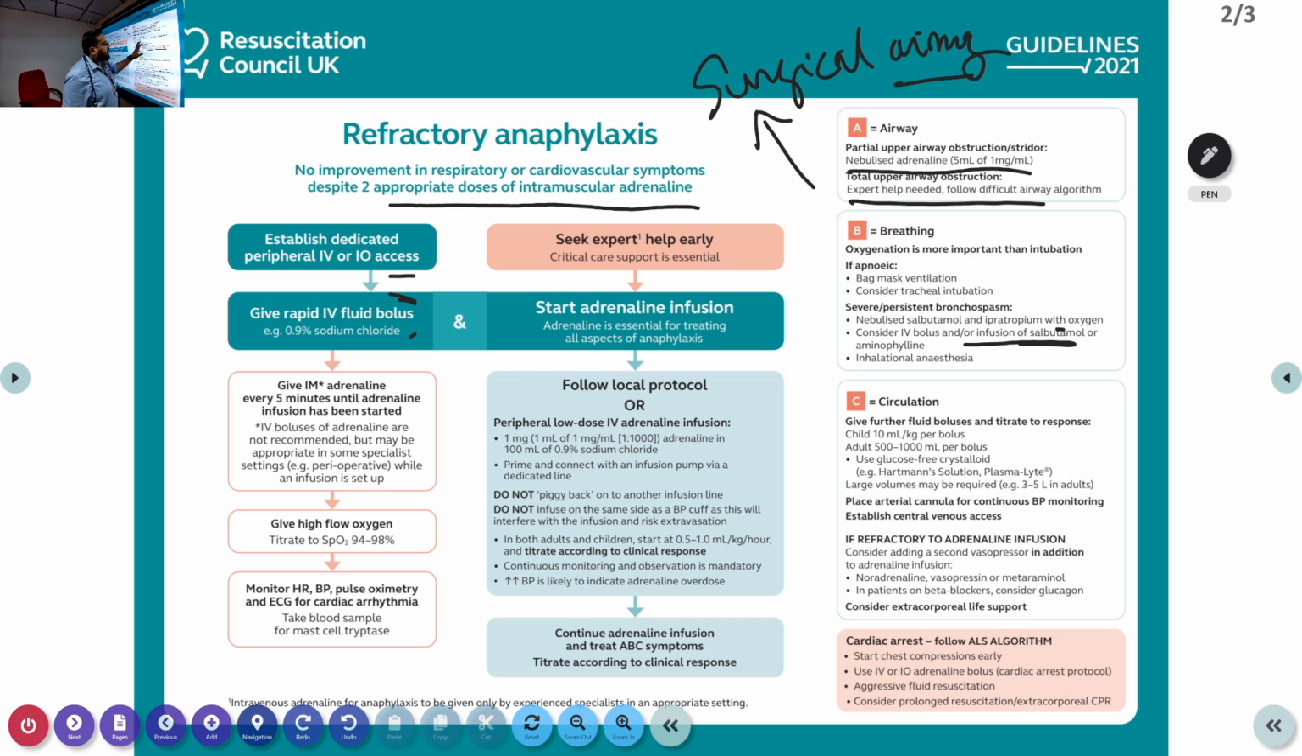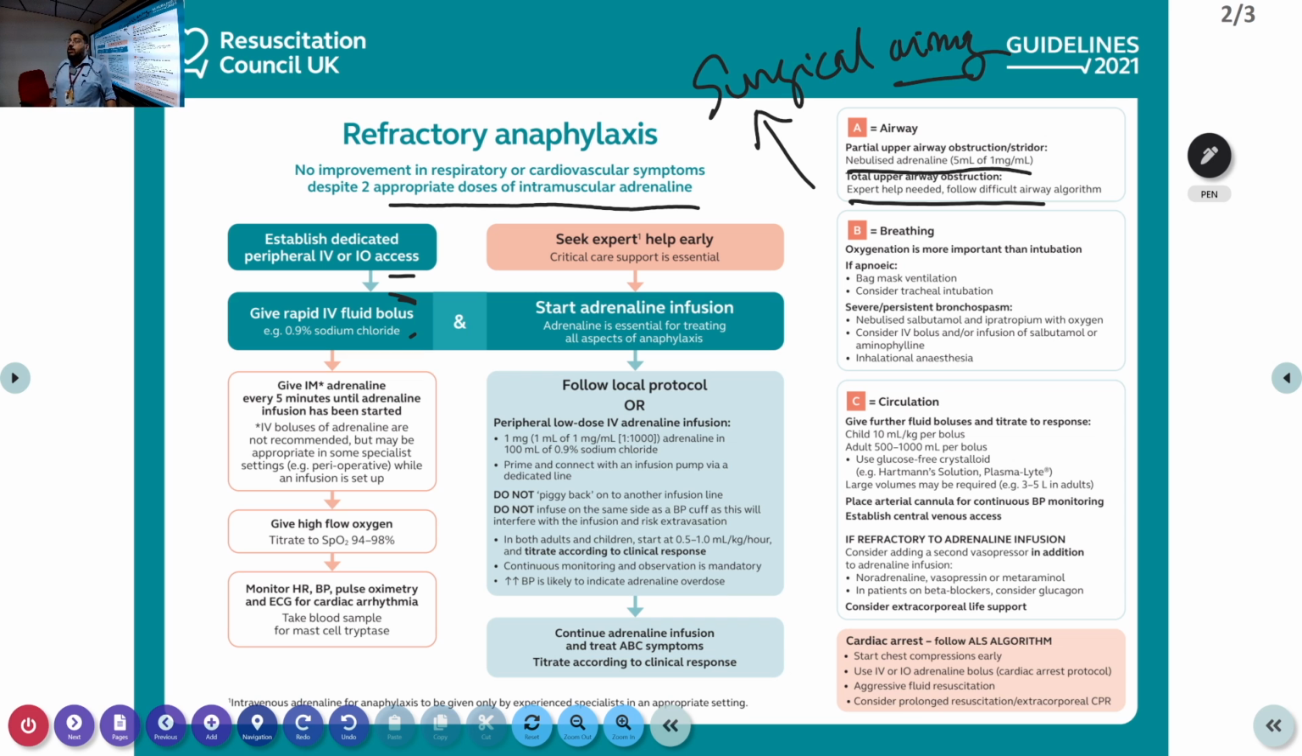So that is breathing. Now coming to circulation, as a child, 10 ml per kg per bolus that you can give. The preferred is crystalloid. If the patient is refractory to adrenaline, see, you have started adrenaline infusion also, but still there is hypotension, you can consider starting on noradrenaline or vasopressin. So these are the two agents that we will start. Adding a second line agent, norepinephrine, or you can add vasopressin. So these are the other agents that are available.